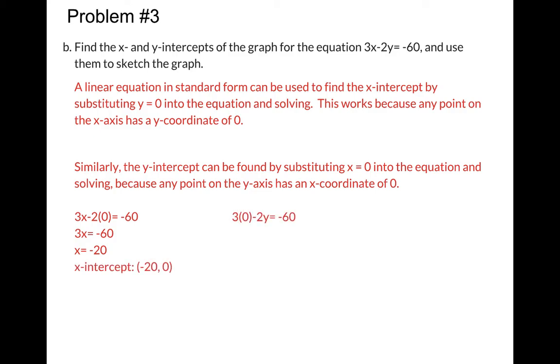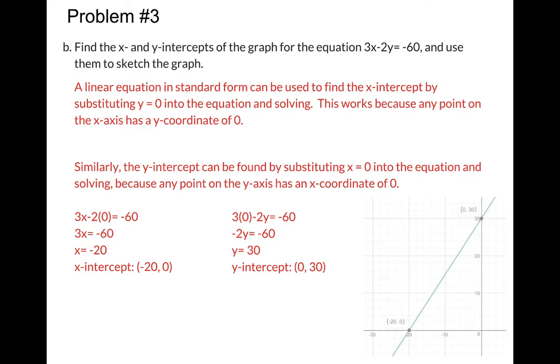Do the same thing again but putting in 0 for x this time. So 3 times 0 minus 2y is just going to be negative 2y equals negative 60. Divide by negative 2, and I get y equals 30. So the y-intercept is going to be at 0, 30.